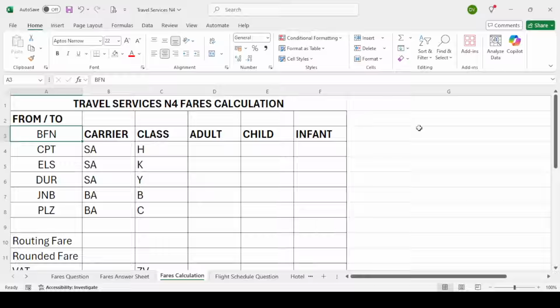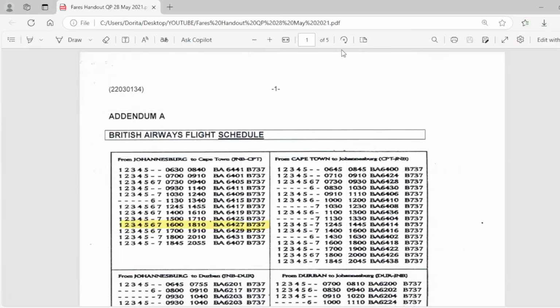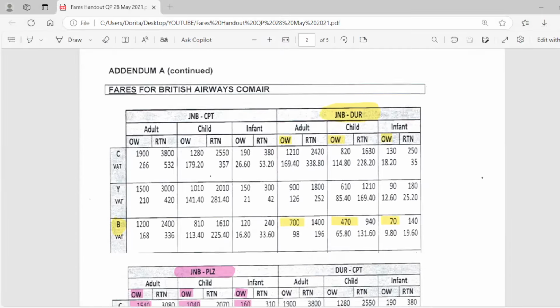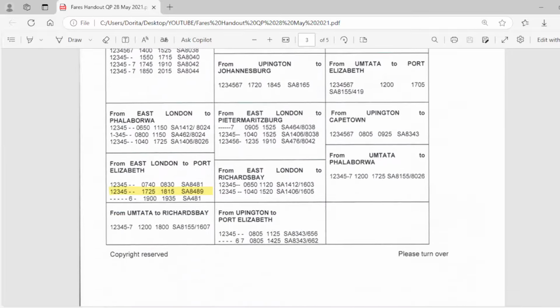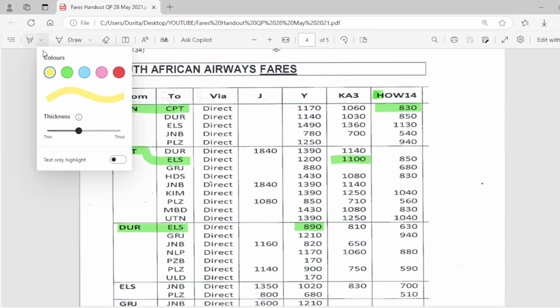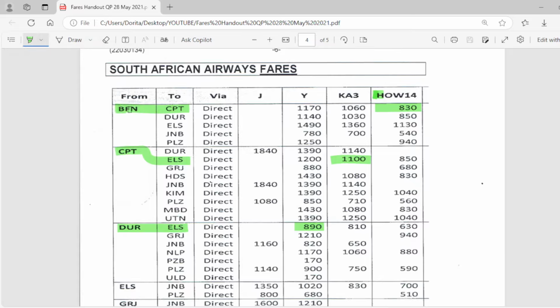Right. So in order to find the fares, you need to look first at your route. So we're flying from Bloemfontein to Cape Town. The carrier that we're using is SAA, and the class is H. So in order to find this, you have to look at your fares handout. You go to your fares for SAA. And then you find that flight. So from Bloemfontein to Cape Town, I've pre-highlighted it here for you. Bloemfontein to Cape Town.